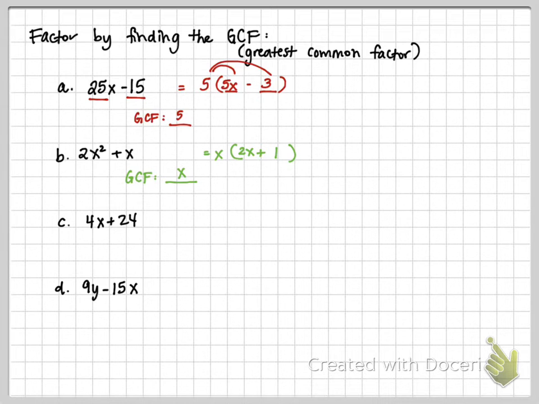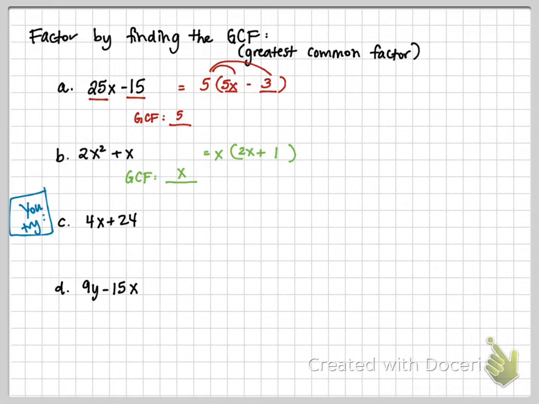And again, if you thought about the distributive property in your head here to check your answer, if you multiply that x into the 2x, that should give you 2x squared. If you multiply the x into the 1, that should just give you x. So you can use distribution to check your answers. Now you're going to pause and try the next 2 questions, finding the greatest common factor first, and then dividing both of your terms by that greatest common factor.